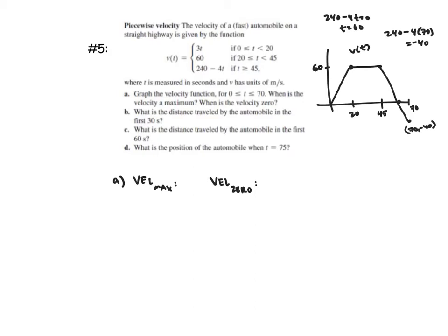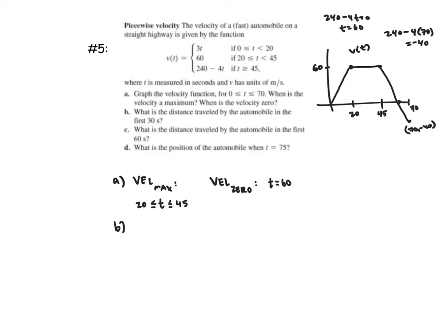Okay. When is the velocity a maximum? Well, the velocity is maximized at 60 from 20 to 45. So when t is between 20 and 45, the velocity is maxed out. When is it 0? It's 0 at t equals 60. So t equals 60 is a point when, whatever this is, a car changes direction, right? Because it goes from positive to 0 to negative velocity. Okay, let's look at part B.